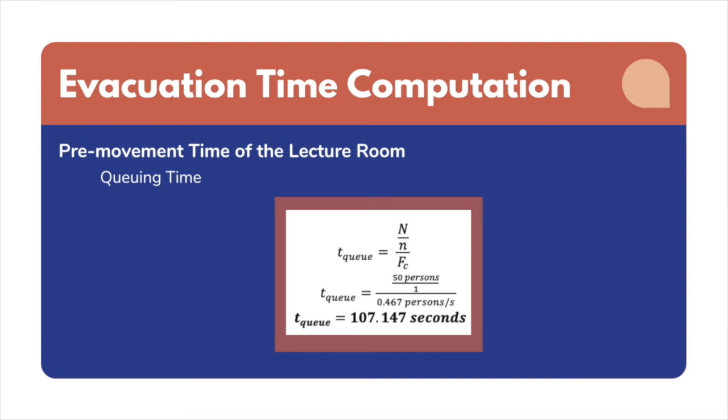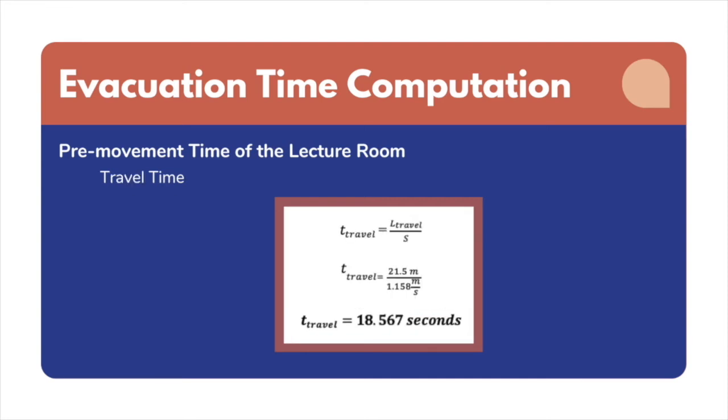Now, as the evacuees make their way out of the room and move towards the hallway, the travel time and queuing time are taken into account to calculate the total pre-movement time, which is the time it takes for them to respond and start evacuating. So, to get the queuing time, or the amount of time the number of people N spent waiting to pass through the small n, or the number of exit elements, the capacity of each room was considered. So, the capital N, which is 50 in this case, is divided by the number of exit elements, the small letter n, which is 1 for all room types. The total value was then divided by the calculated flow. So for the queuing time, we got 107.147 seconds.